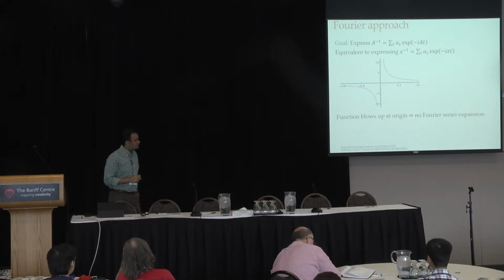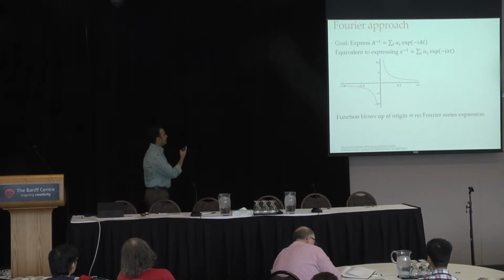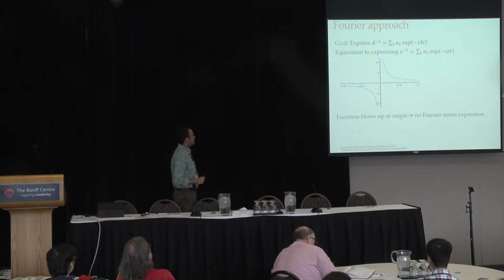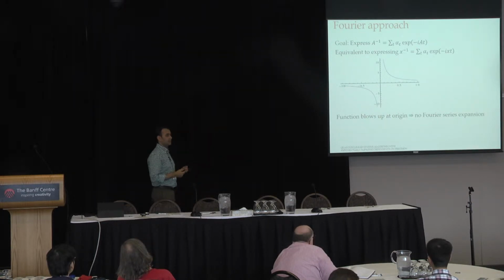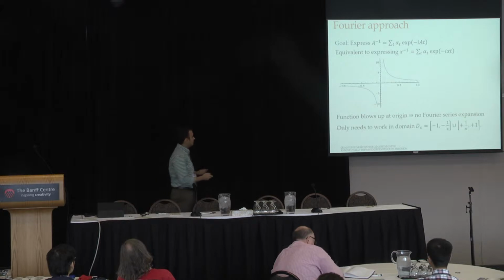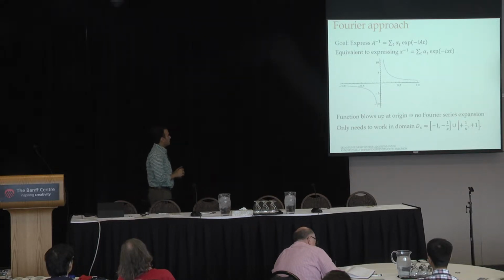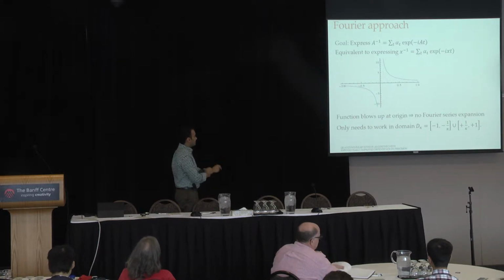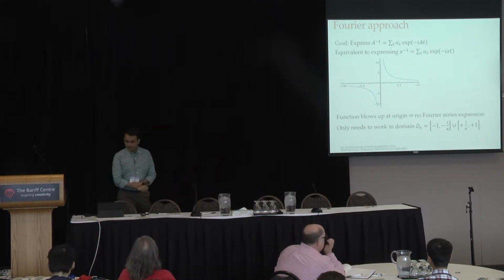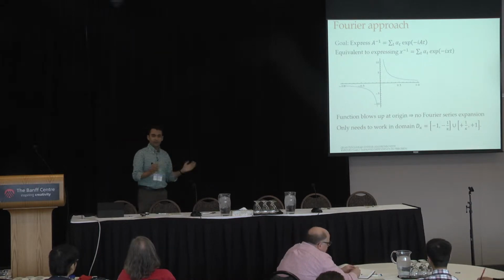So all we really need is for this representation, the x inverse equals linear combination, we just need this identity to hold when x is between these assumed values of 1 over kappa and 1, or minus 1 and minus 1 over kappa. Both signs are fine. So we just need an equation of the form x inverse equals this linear combination. It should only work on this domain D sub kappa that I've defined. We don't really care what happens outside of that.